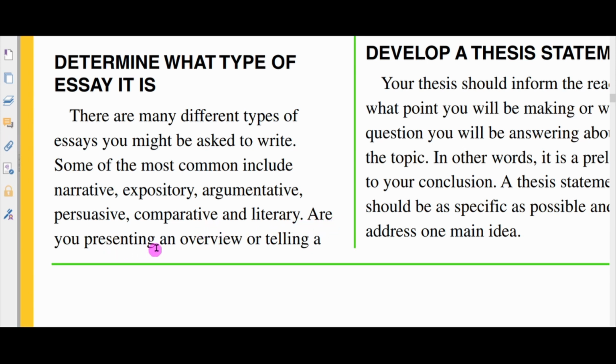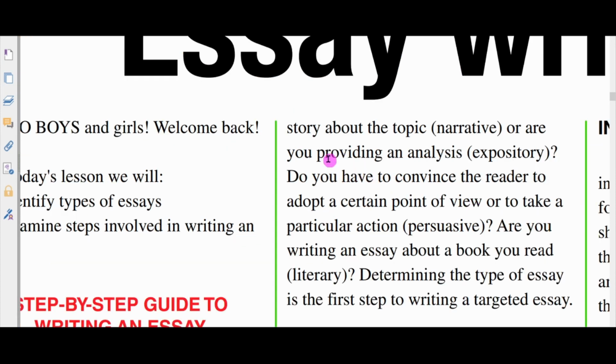Are you presenting an overview or telling a story about the topic? That's narrative. Or are you providing an analysis? That's expository. Do you have to convince the reader to adopt a certain point of view or to take a particular action? Then that would be persuasive. Are you writing an essay about a book you read? That's literary. Determining the type of essay is the first step in writing a targeted essay.